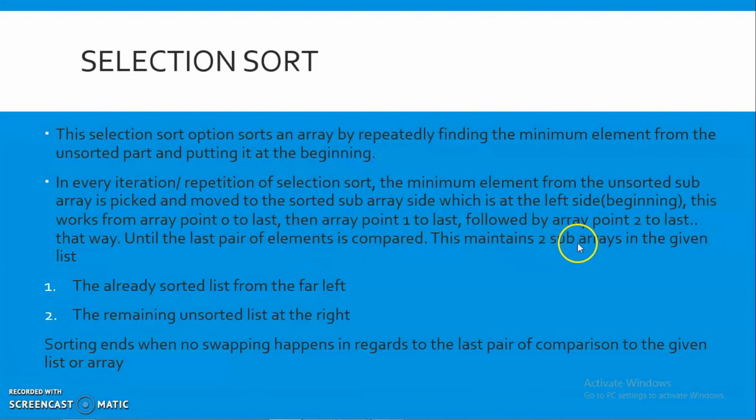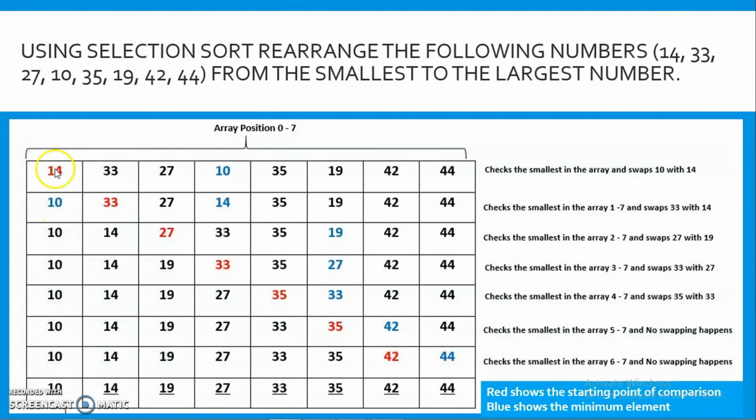This will always maintain two subarrays, one that has already been sorted, which is on the left side, and the one that hasn't been sorted, which is on the right side. Sorting will end when no swapping has happened and you've gotten to the last pair. You are comparing the last two elements and no swapping has happened. That's where the sorting ends.